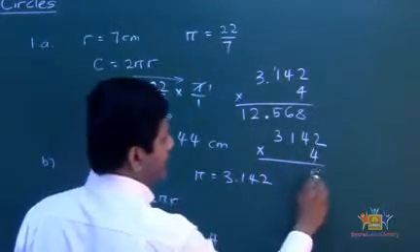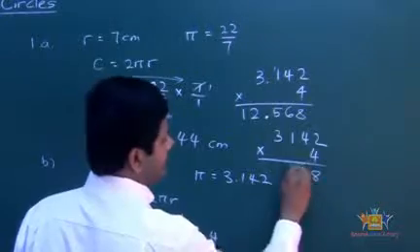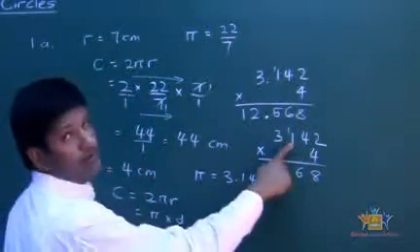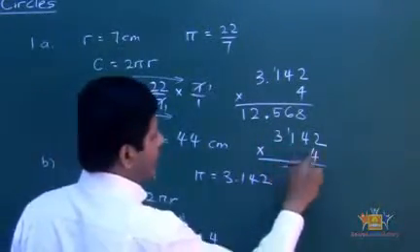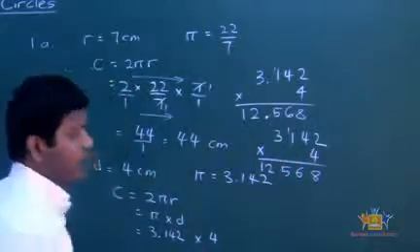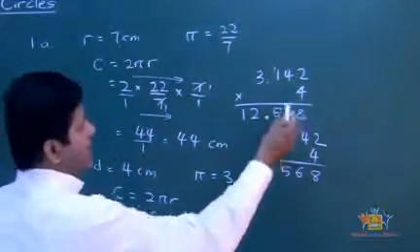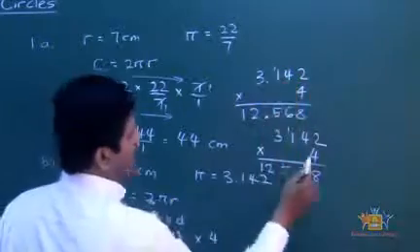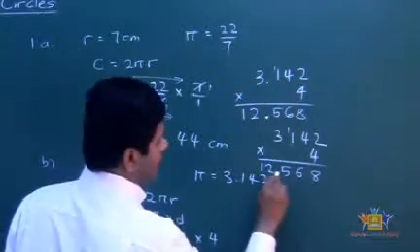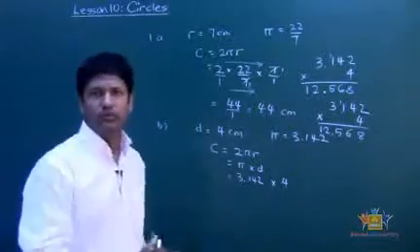4 times 2 is 8, 4 times 4 is 16, 6 carry 1, 4 times 1 is 4, plus 1 is 5, and then 4 times 3 is 12. Now we got to remember back the decimal. How many numbers behind the decimal? 1, 2, 3. That means I'm going to put it back 1, 2, 3 right there. See that? Same thing. It works in both ways.